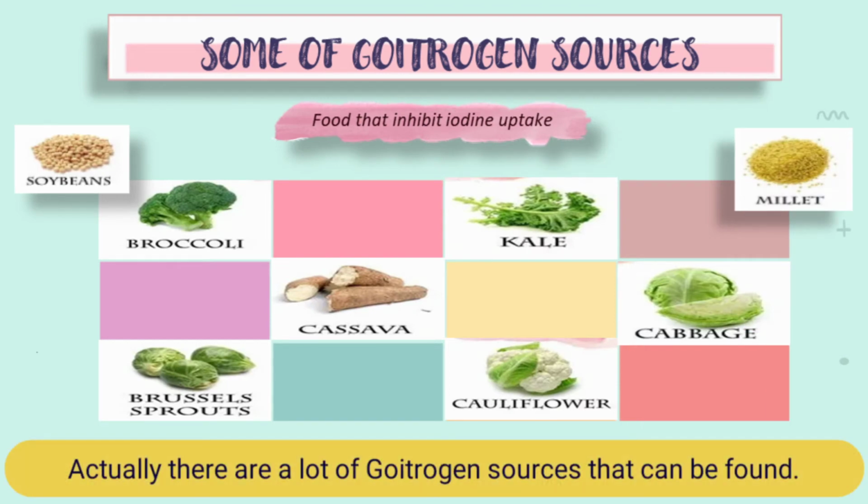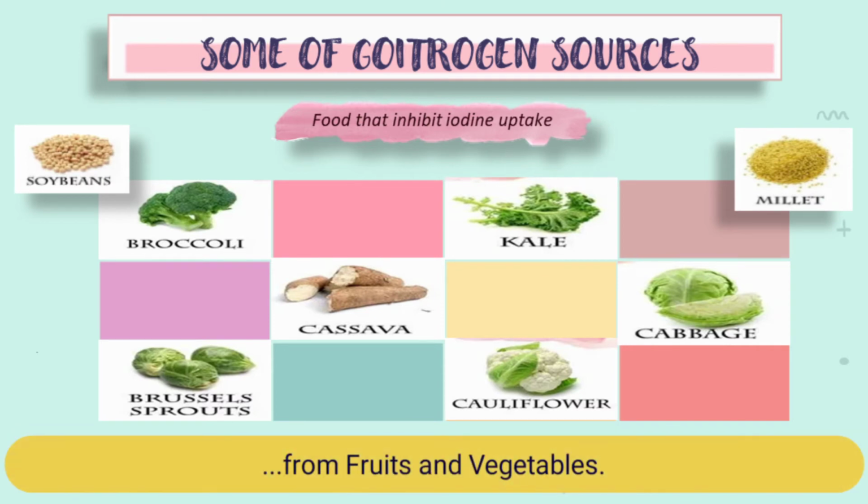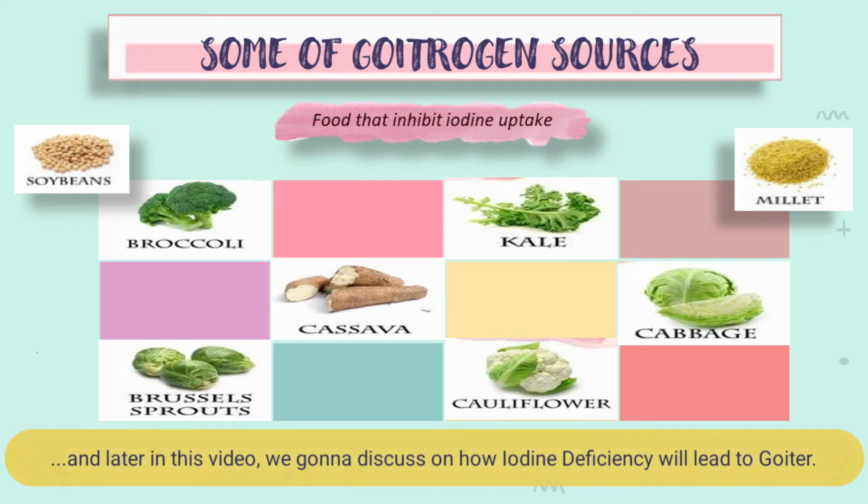Actually, there are a lot of goitrogen sources that can be found, but since we're talking about food toxicology, we just focus on sources from fruits and vegetables. So basically, goitrogenic foods are foods that can inhibit the iodine uptake, and later in this video, we're going to discuss how iodine deficiency will lead to goiter.